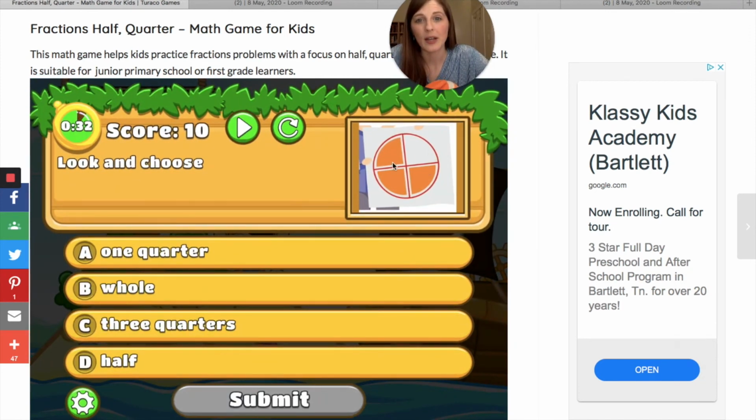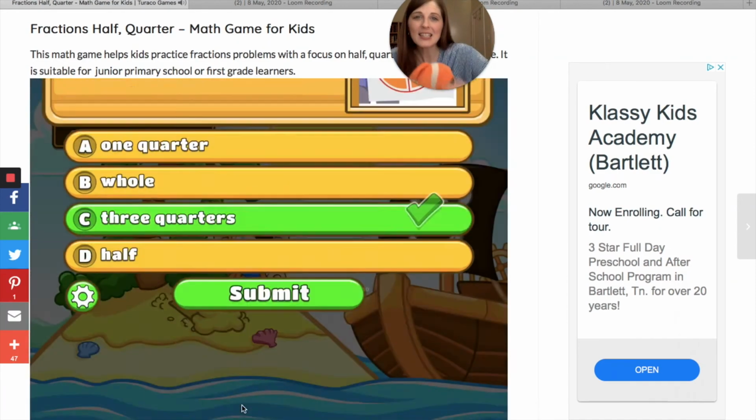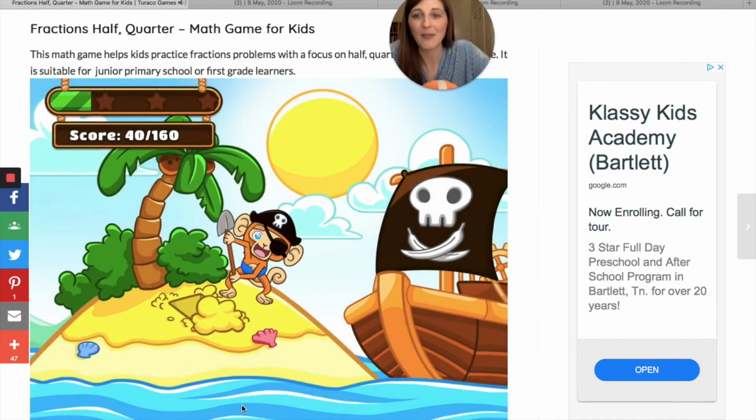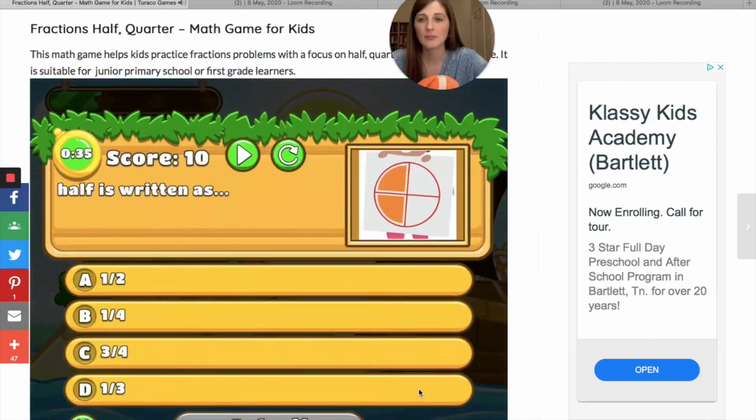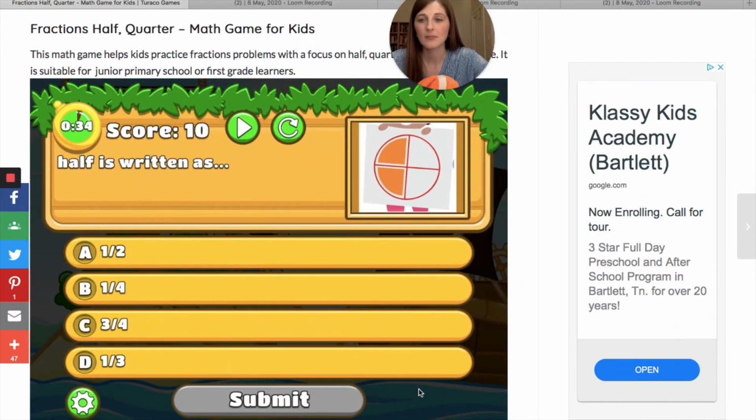Okay. Choose the correct answer. Ooh. Okay, it's cut into 4ths, 4 equal pieces. 3 of them are shaded in, so there's 1, 2, 3/4. Is it 1/4, whole, 3/4, or half? 3/4. Let's see. Yes! Woo-hoo. What treasure are we gonna get? Another banana!